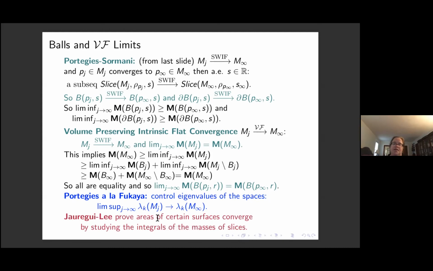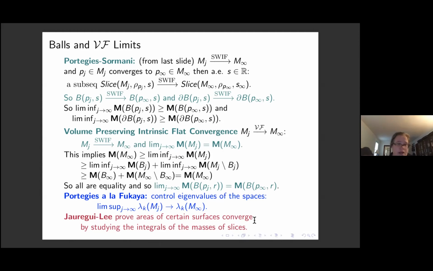Jauregui and Lee study this VF convergence, and they're able to prove areas of certain surfaces converge by studying the integrals of the masses of slices. So not just that the volumes of the boundaries of balls converge almost everywhere, which is true, but also areas of other surfaces that were useful for their work.